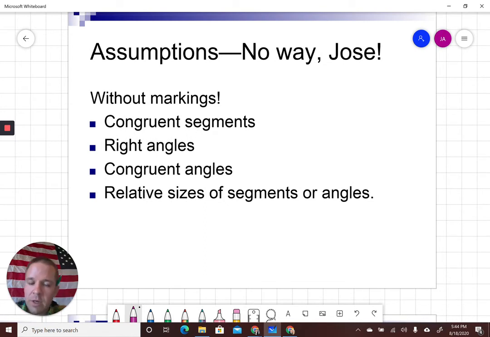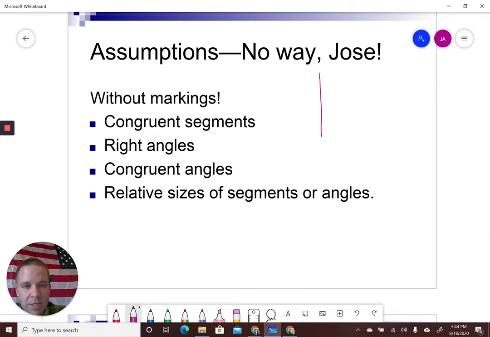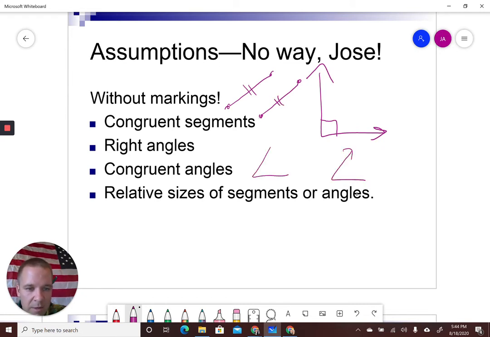You cannot assume congruent segments without markings. You can't assume right angles unless you see an angle like this and it has a mark, right? I can't assume congruent segments even if they look it unless I've got the tick marks. I can't assume congruent angles even if they look it unless they've got the marks. I also can't assume relative size of segments or angles. I can't assume that, oh, it looks like it's bigger, it looks like it's smaller, unless it's confirmed, okay?